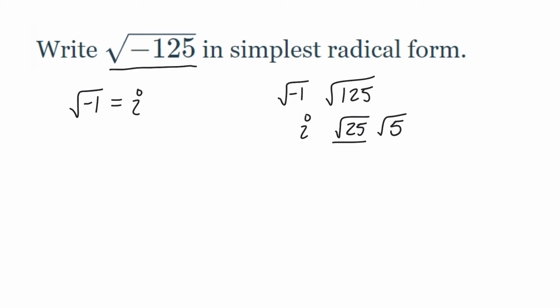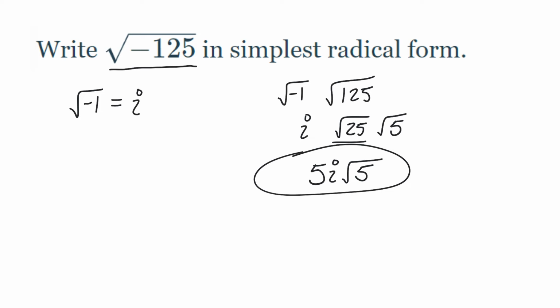We take the square root of our 25, which is 5. And we have the i already sitting out there, so we are going to just attach the i to the 5. And then all we do is tack the square root of 5 onto the end. And the simplified form of negative square root of 125 is 5i times the square root of 5.